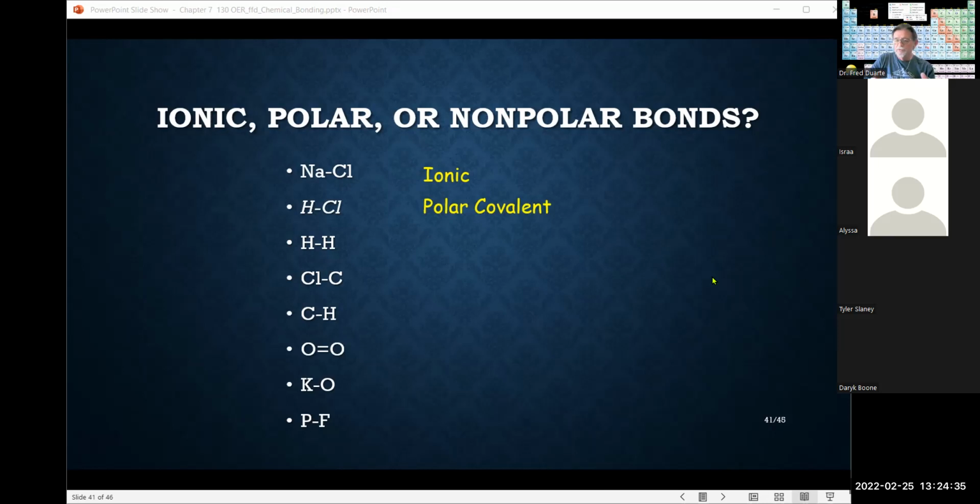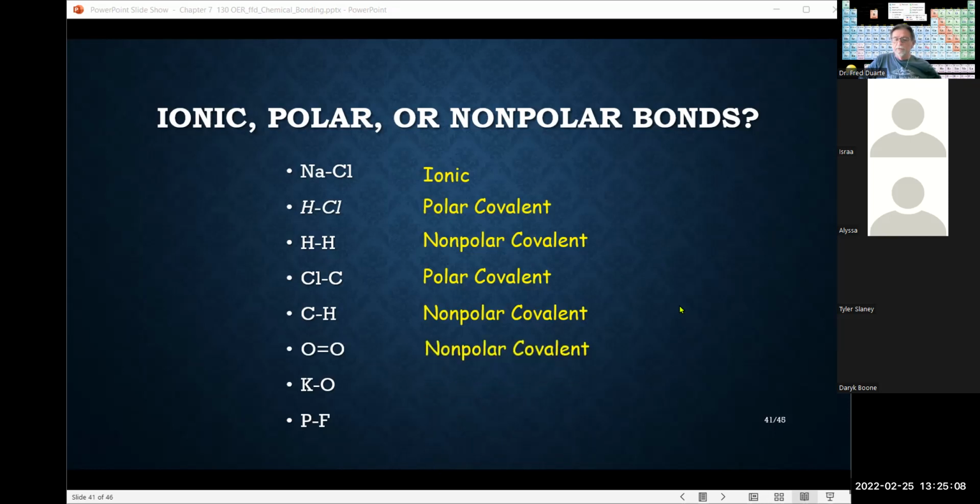Next one, we got two hydrogens, two of the same atoms, equal tug of war, okay? Non-polar covalent. Chloride, carbon, automatically two dissimilar atoms, you have a polar covalent. Carbon, hydrogen, we talked about that. The electronegativity is the same, so we have a non-polar covalent bond. Oxygen, oxygen, it is a diatomic, two similar atoms, just like hydrogen. And so we have a nonpolar covalent.